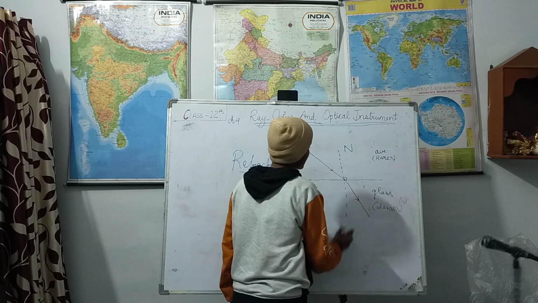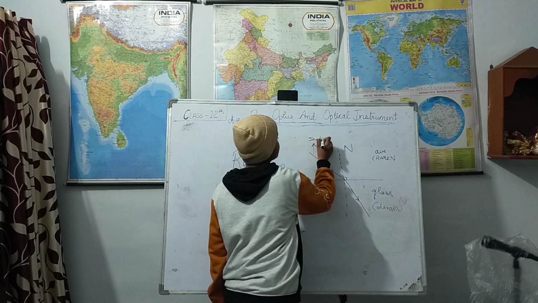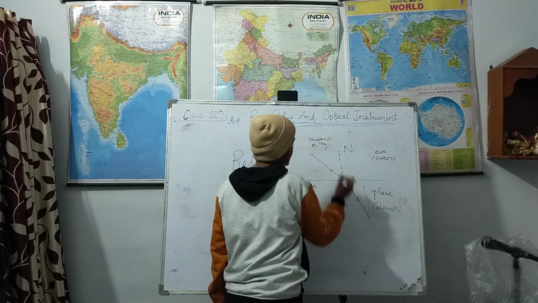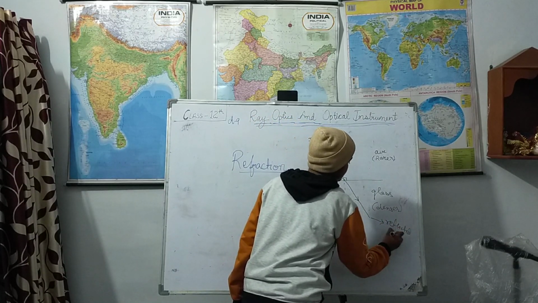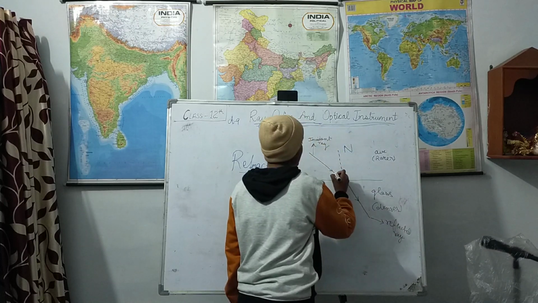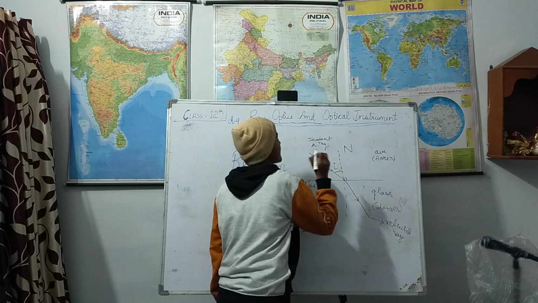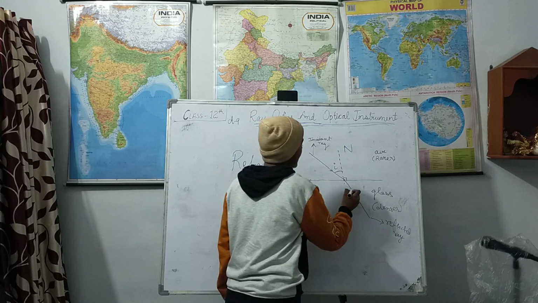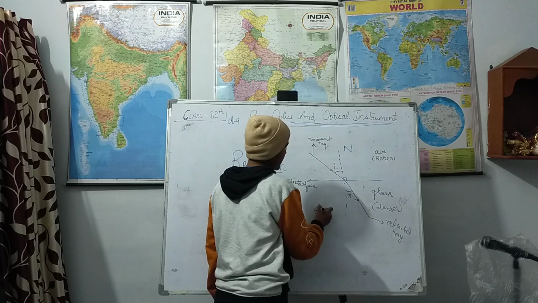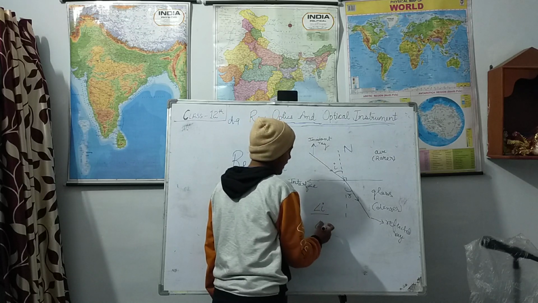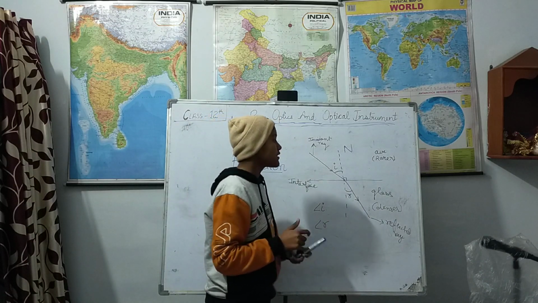So this is called the refracted ray and this is called the incident ray. The incident ray makes an angle with the normal, which is the angle of incidence, and the refracted ray makes an angle with the normal, which is the angle of refraction. We represent it like this: this is the angle of incidence, and this is the angle of refraction.